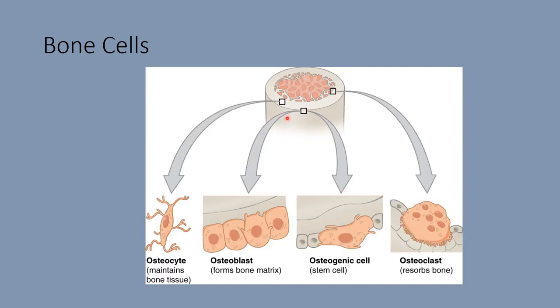And so this is just kind of showing in a cross-section of a bone how you have the osteocytes that are going to be regulating the osteoblast, which forms the new bone, and the osteoclast, which breaks it down, and the osteogenic cell is essentially like a stem cell that's going to differentiate into the osteoblast.